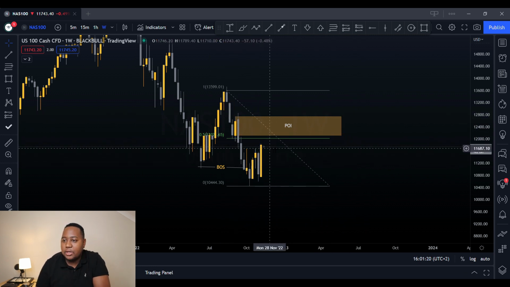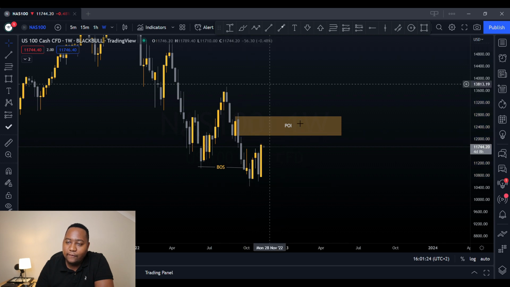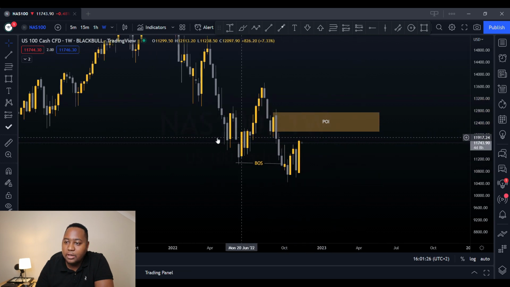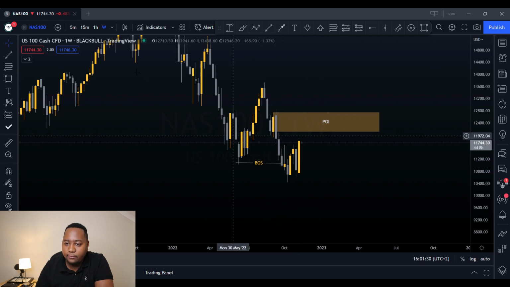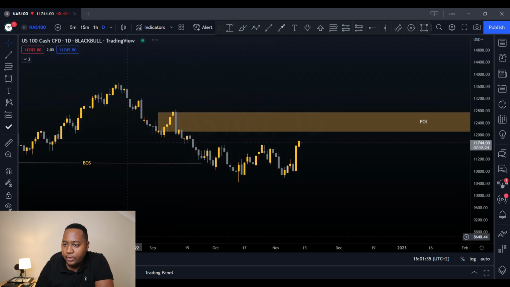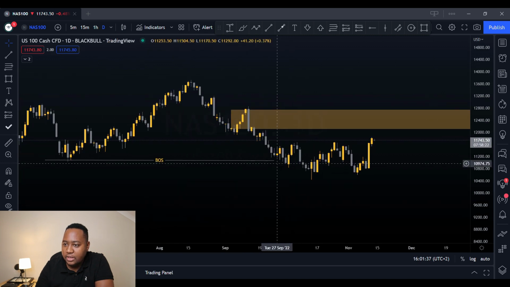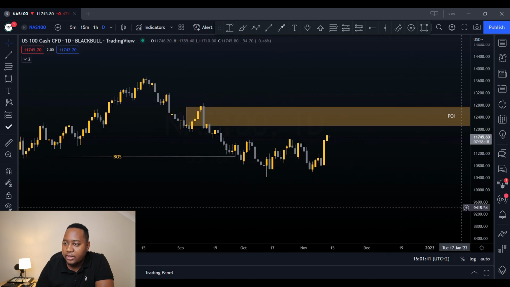Now that we've established those parameters, I want to take off this. I wanna really validate and go to a smaller time frame. So we would go to a daily time frame, as you can see. So let's go to a daily time frame and we can see the break of structure is still quite evident and we can see why actually this went up.